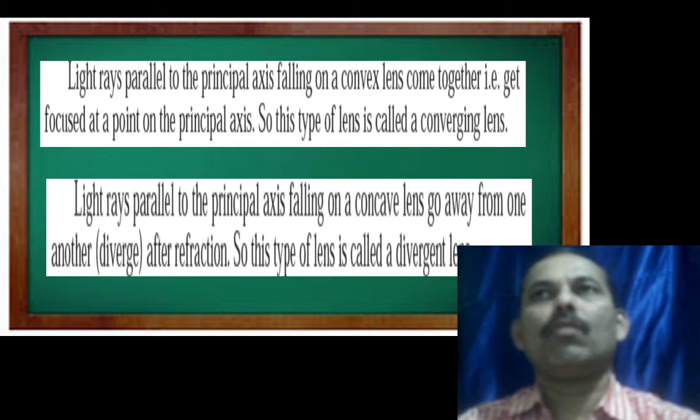So this type of lens is called a divergent lens. A concave lens is said to be a divergent lens because after the rays fall on that concave lens, they go away from one another. While in a convex lens, the rays falling on that lens are collected together and come together. Because of that, the concave lens is said to be a divergent lens and the convex lens is said to be a converging lens.